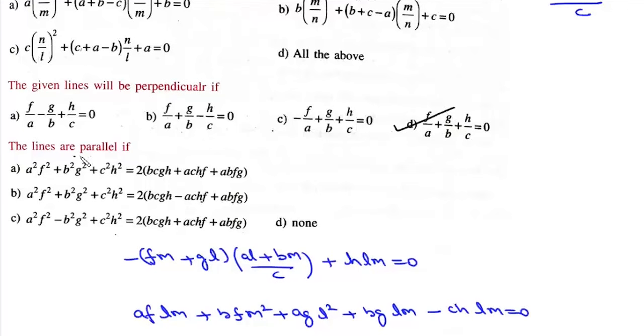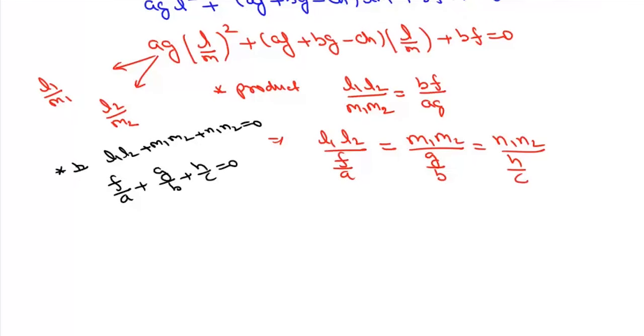Now we need to find the condition that these lines are parallel. Now if the two lines are parallel, then l1 upon l2 must be equal to m1 upon m2.